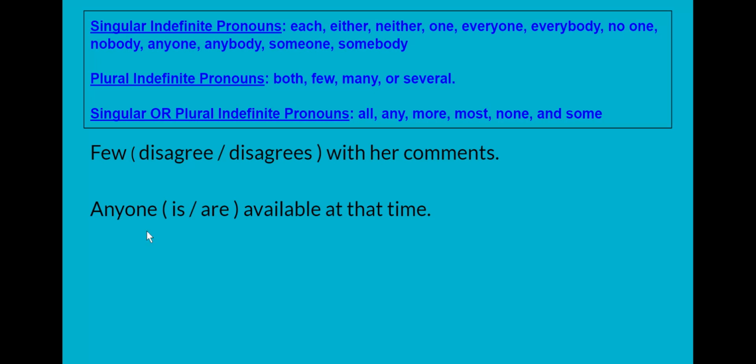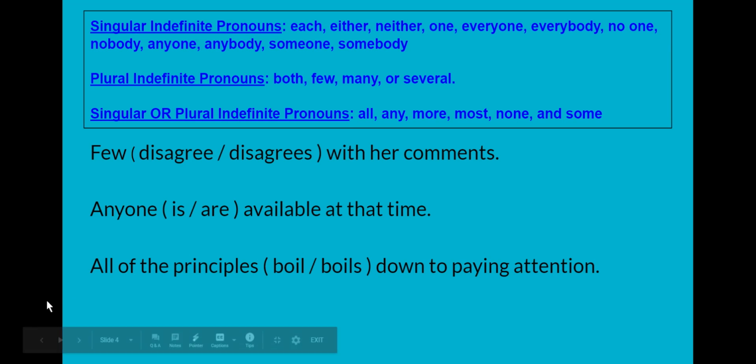My next example, anyone is or are available at that time. So anyone is my singular indefinite pronoun. I will look up here to find it on my list, and I see it right here. Anyone is on my singular list. So I would use a singular verb is. Singular verbs always end with S. So anyone is available at that time.